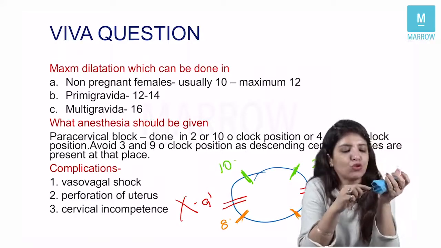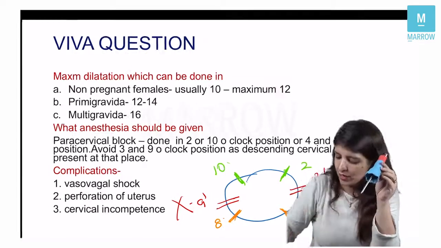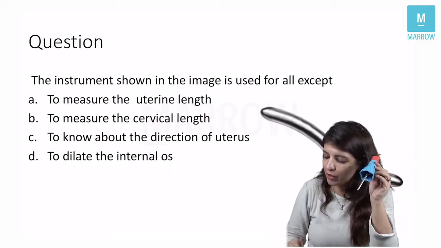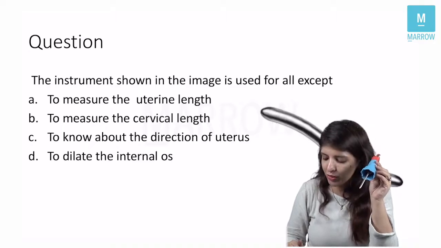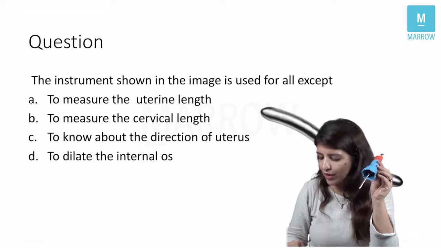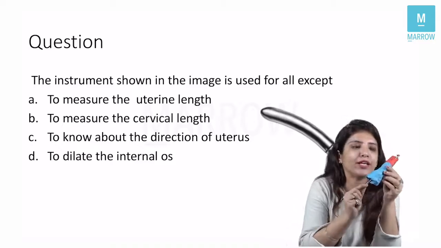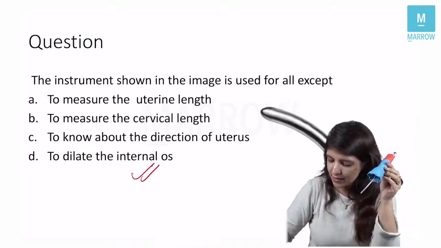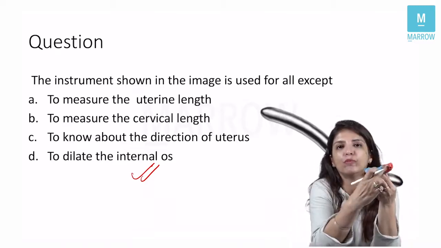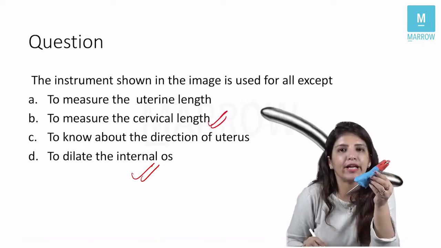One more purpose why I wanted to show you the dilator like this is, suppose I ask you an MCQ. The instrument shown in the image is used for all except: option A, to measure the uterine length; option B, to measure the cervical length; option C, to know about the direction of the uterus; option D, to dilate the internal os. So what are you dilating? You are dilating the internal os. Yes. Can you know about the length of the cervix? Yes, I can know about the length of the cervix. Can you know about the length of the uterus?